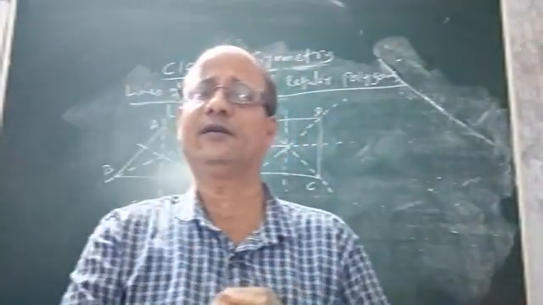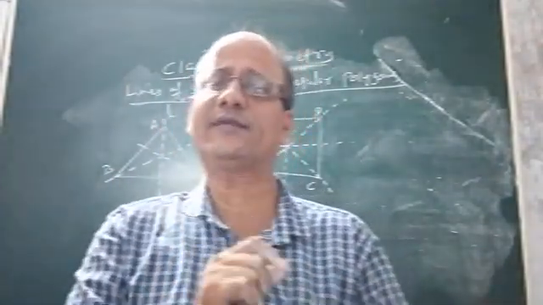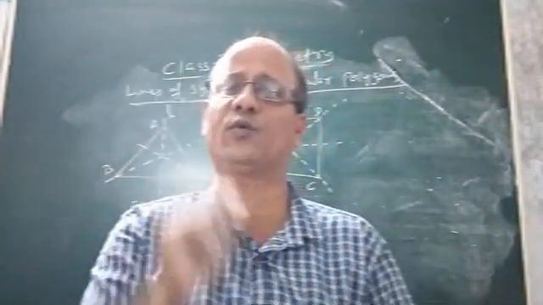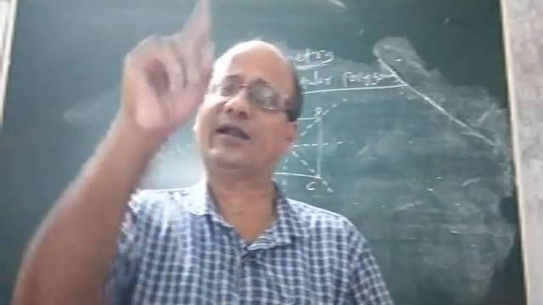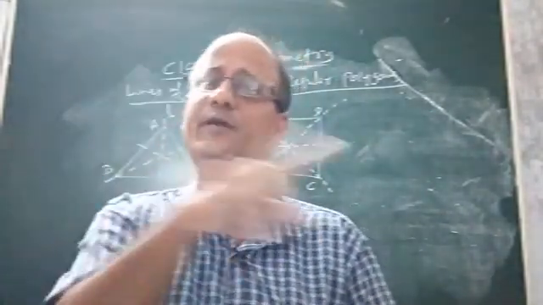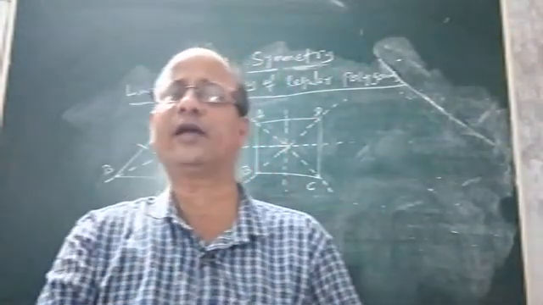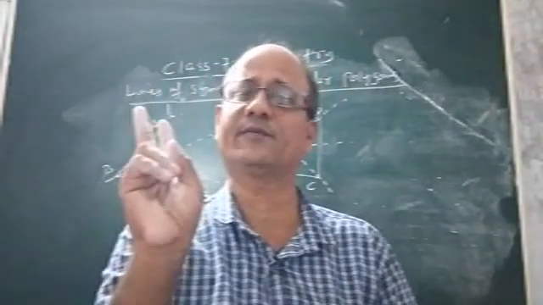We had discussed the line of symmetry of a rectangle as well as a rhombus. In a rectangle, opposite sides are equal. Take the midpoint of both pairs of opposite sides and draw the line. The line which joins the midpoints of the opposite sides of a rectangle will give you the line of symmetry. That means in a rectangle we will find how many lines of symmetry? Two. Lines of symmetry is 2.